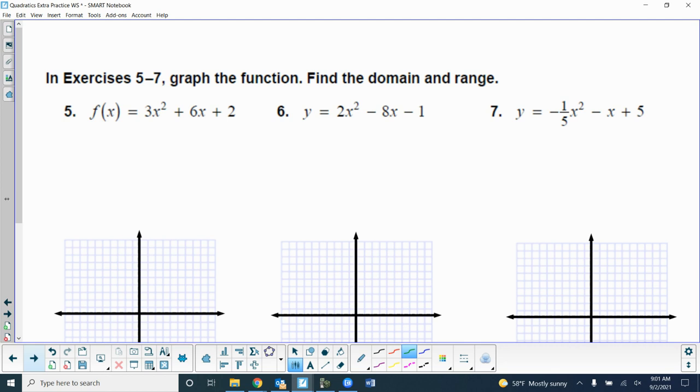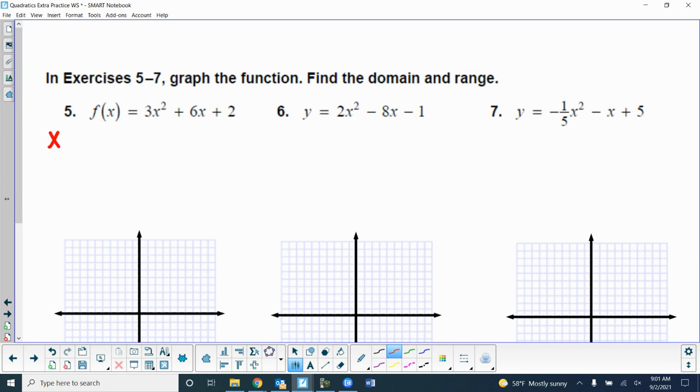All right, 5, 6, and 7, it says graph and then find domain and range, right? So what do I have to do to graph it? What do I have to find out? Brock? Axis of symmetry, AOS. And the vertex. Yeah, but to graph it, I need the axis of symmetry, the vertex, and y-intercept, right? So I have to find those three things.